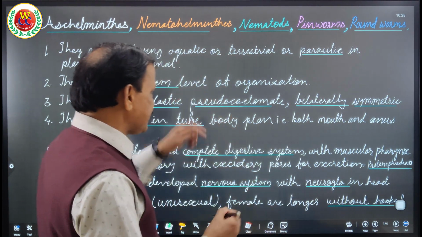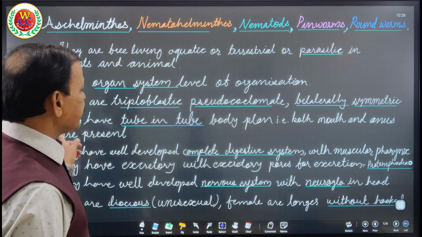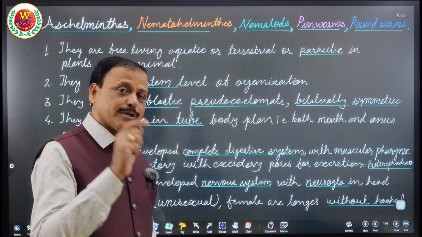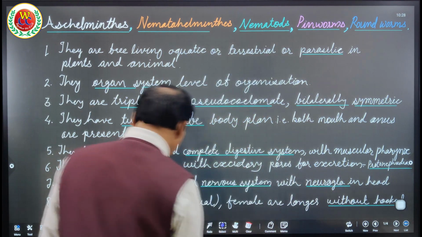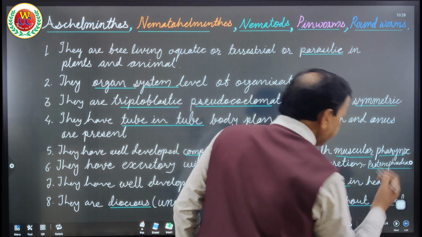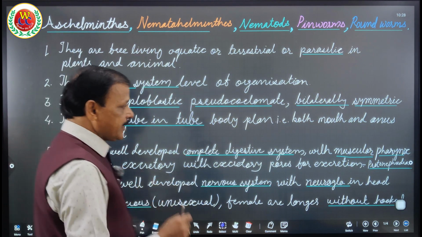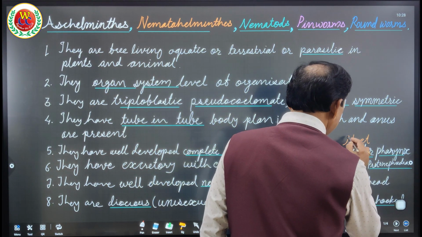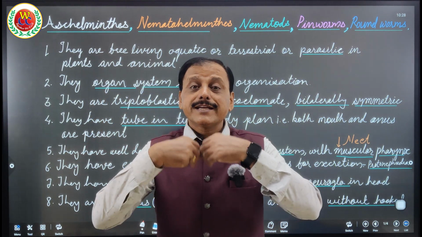Very important, in that digestive system I have to add one more point: with the tube in tube plan, with both mouth and anus, it is very important that with that digestive system they have a muscular pharynx. So I am going to add here that word, muscular pharynx. This is very important. So as a part of NEET, why do you have to remember? Because this is the first time that it has evolved as a muscular pharynx. Earlier there was none. What does it mean? It means that voluntarily they can swallow.